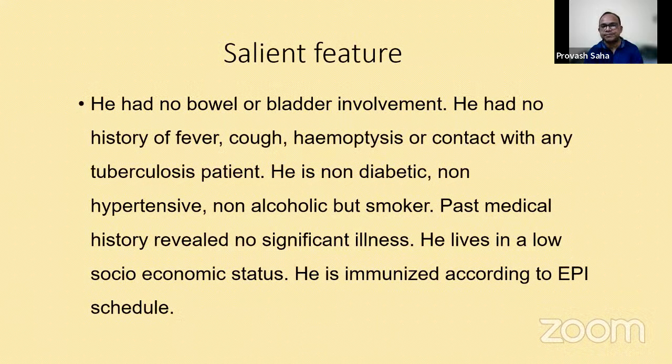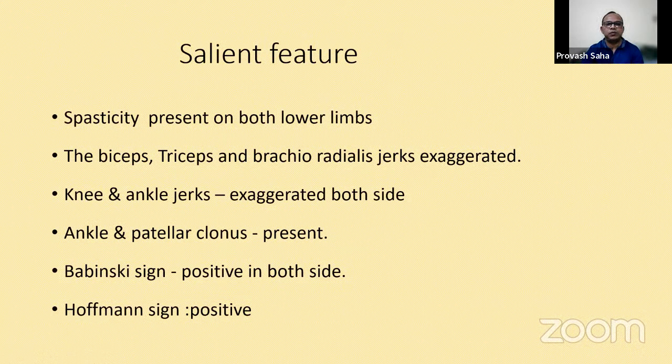Regarding the examination findings, there was spasticity in both the upper and lower limbs. The biceps, triceps, and brachioradialis jerks were exaggerated. Knee and ankle jerks were exaggerated on both sides. Patellar and ankle clonus was present. Babinski was positive on both sides, and Hoffman sign was positive.